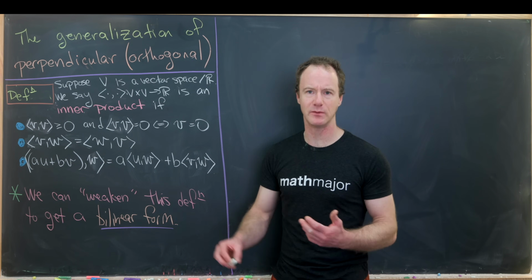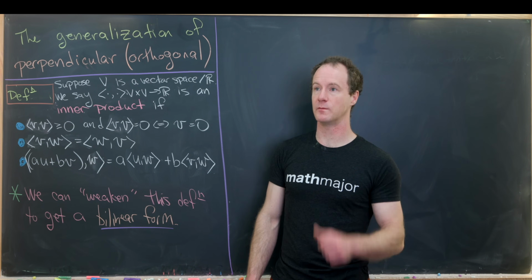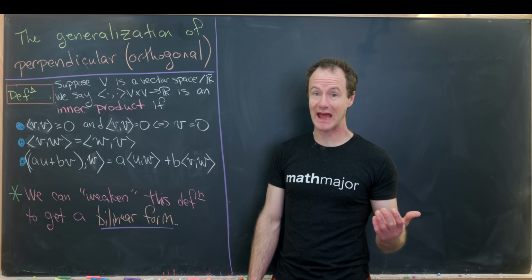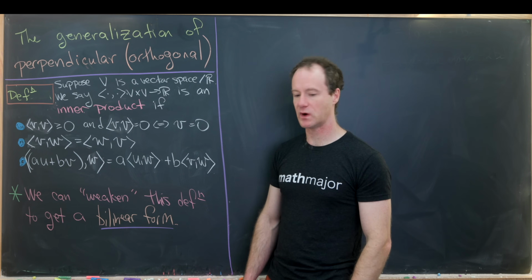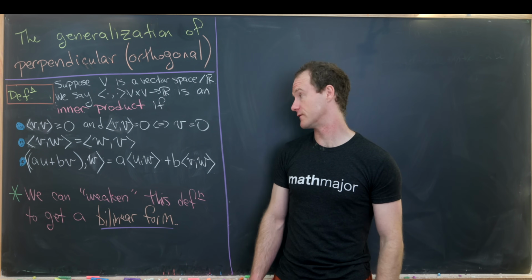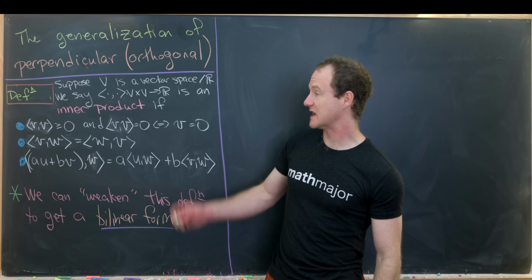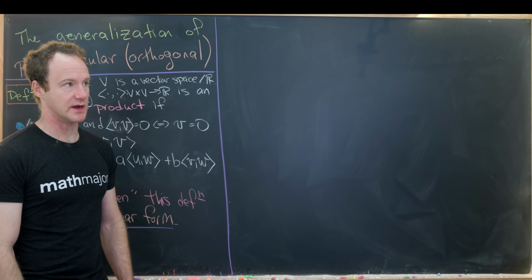And depending on how much we weaken it, it might be a certain type of bilinear form, like an indefinite bilinear form, a negative definite bilinear form, a symmetric bilinear form, so on and so forth. So we won't look through all of those types of examples. Okay, so let's look at an example of an inner product on some other vector spaces other than Rn.